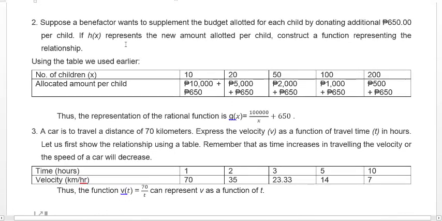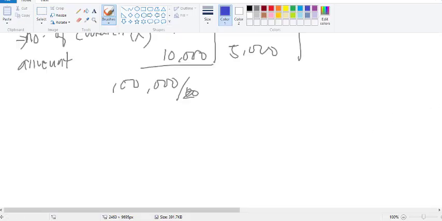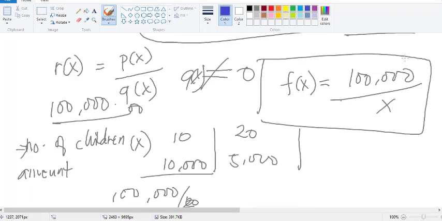Suppose a benefactor wants to supplement the budget allotted for each child by donating an additional 650. So there is an additional 650 per child. Okay, so how do we represent h(x)? Looking at the table again, whatever you give the child, add 650. This is the original function from earlier, where you get what is given per child. But per child, it will be increased by 650.